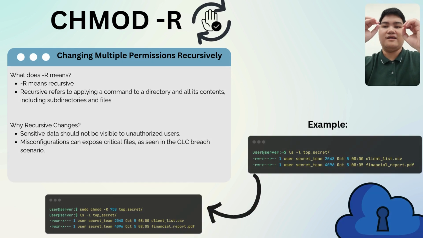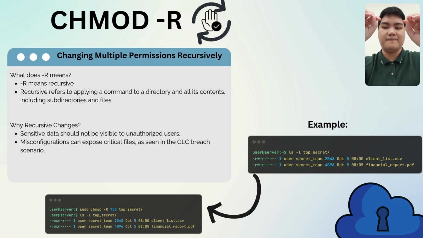So next, we can use chmod -R to apply permissions to all of the files in the directory. -R means recursive, and recursive means applying it to all of the files inside the directory, including subdirectories. So let's see the examples. The example, ls -l top secret, shows rw-r--r-- for all the files in the directory.